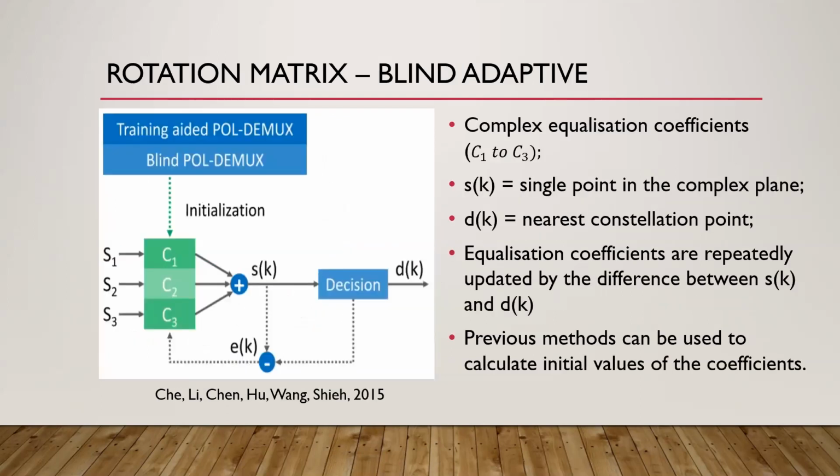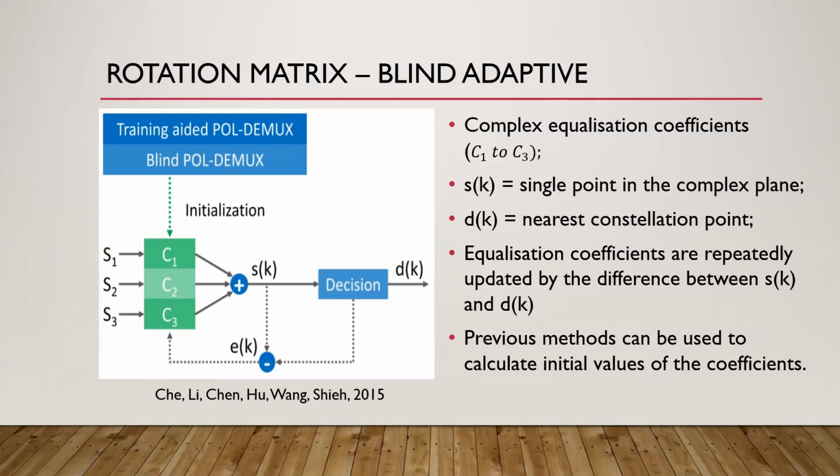And then the third method is a blind adaptive method. In summary, this basically involves transmitting something, seeing how far out we were with our rotation matrix, correcting it, and then repeating and iteratively improving it each time.